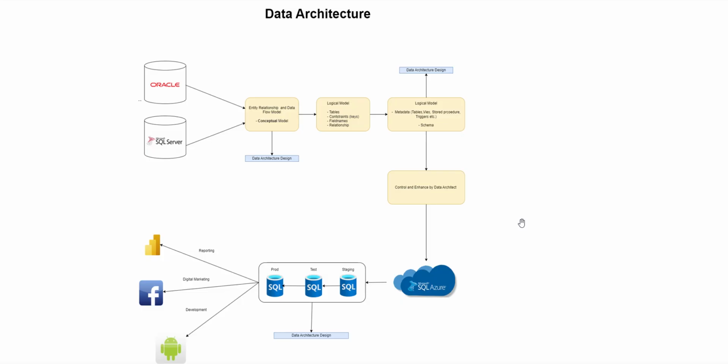All systems that are constructed in data architecture always include a conceptual model. Remember, this is included in the data architecture design. The entity relationship and data flow model is included in the data architecture design. This will be the design flow of the system, current and proposed.